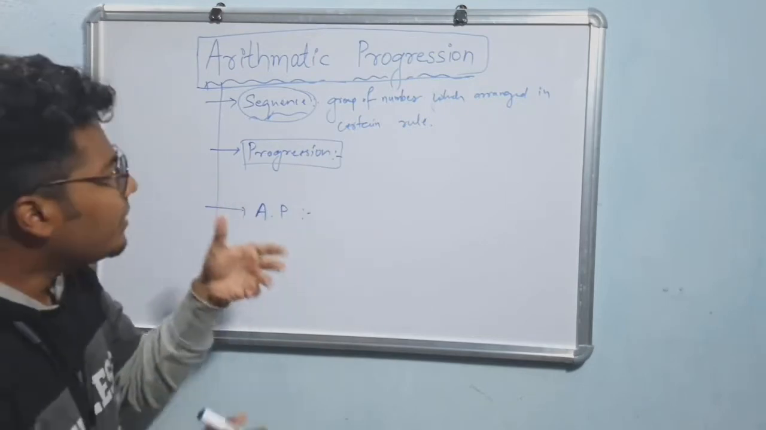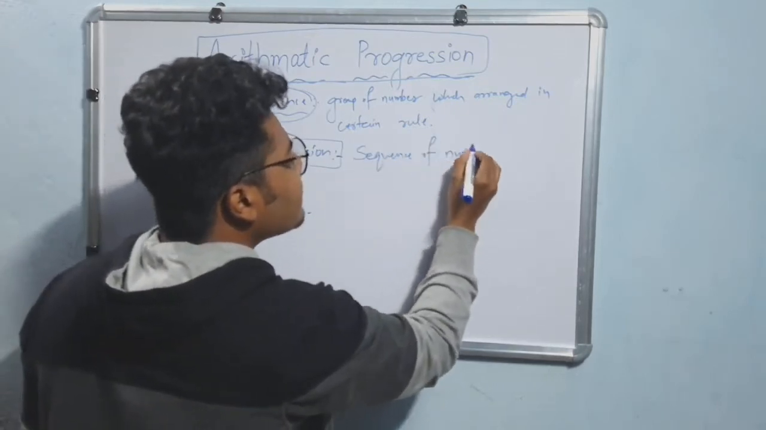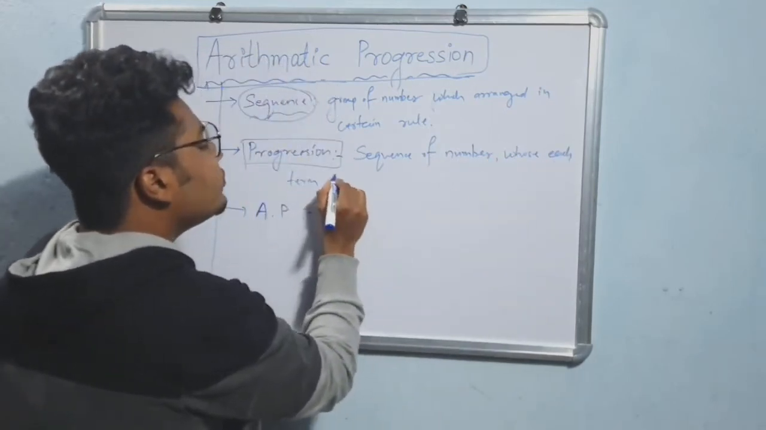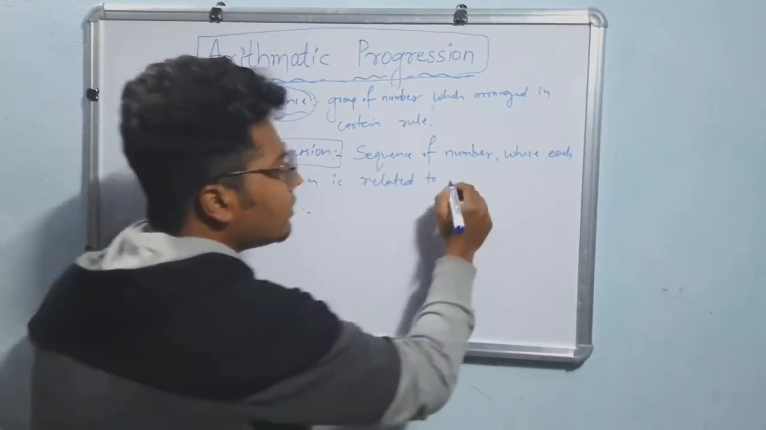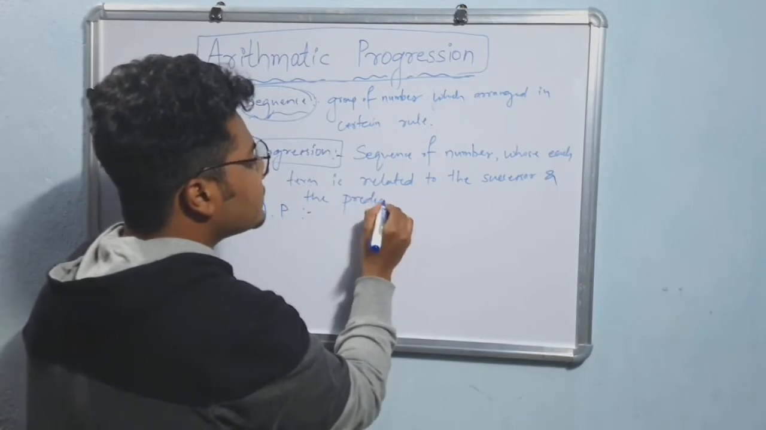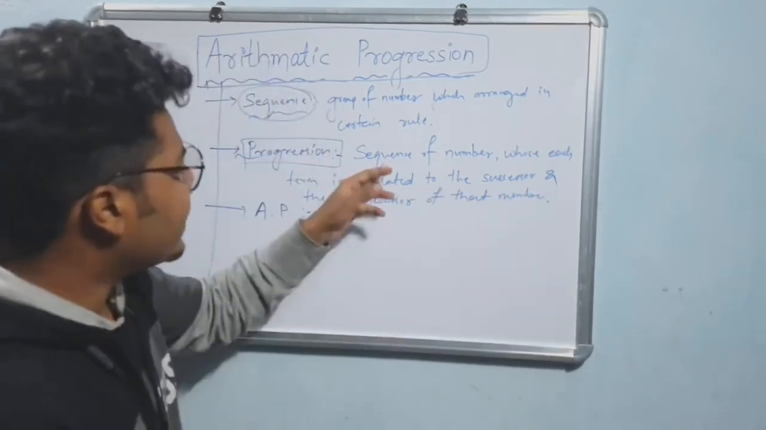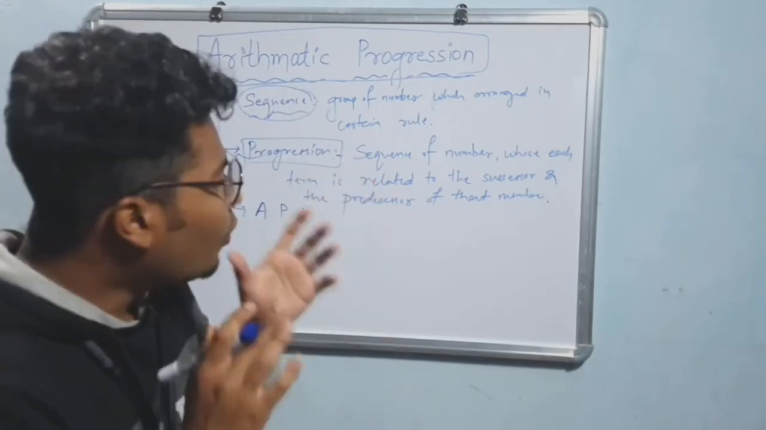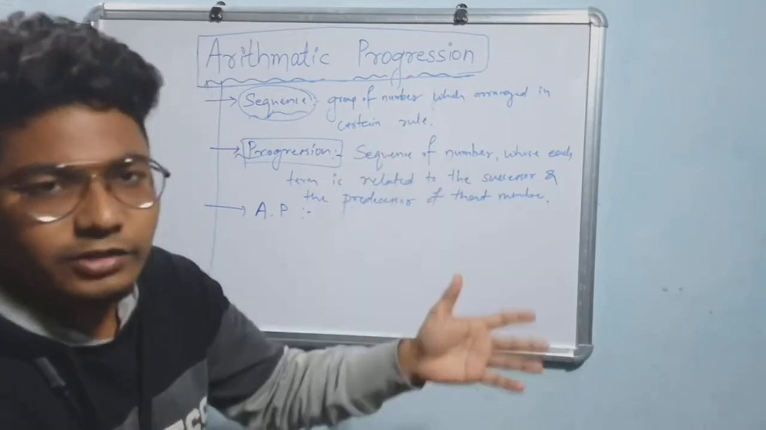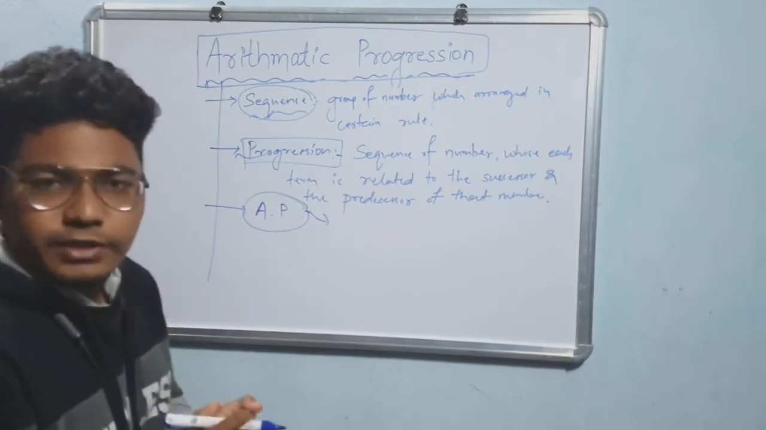Progression is nothing but a sequence of numbers whose each term is related to the successor and the predecessor of that number. Then what is arithmetic progression?